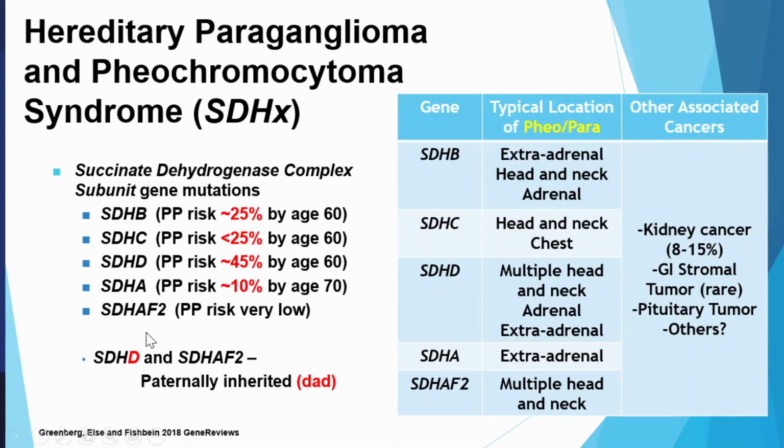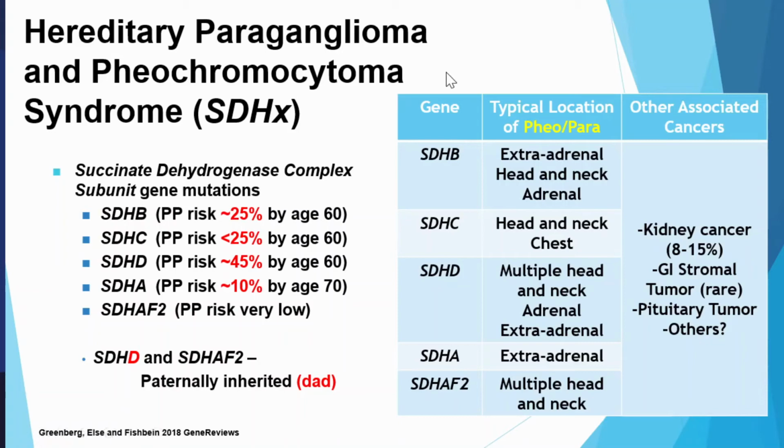Now, I'll mention one other thing about SDHD, D for dad, and that is because SDHD and AF2 are paternally inherited. That means if you inherited this gene variant from dad, you are at risk to develop Pheo Para. But if you inherited the gene variant from mom, you carry the variant, but you most likely will not get a Pheo Para. You still have a chance of it being passed on to children through the DNA, but you yourself wouldn't develop a Pheo Para if it came from mom's side, with very rare exception.